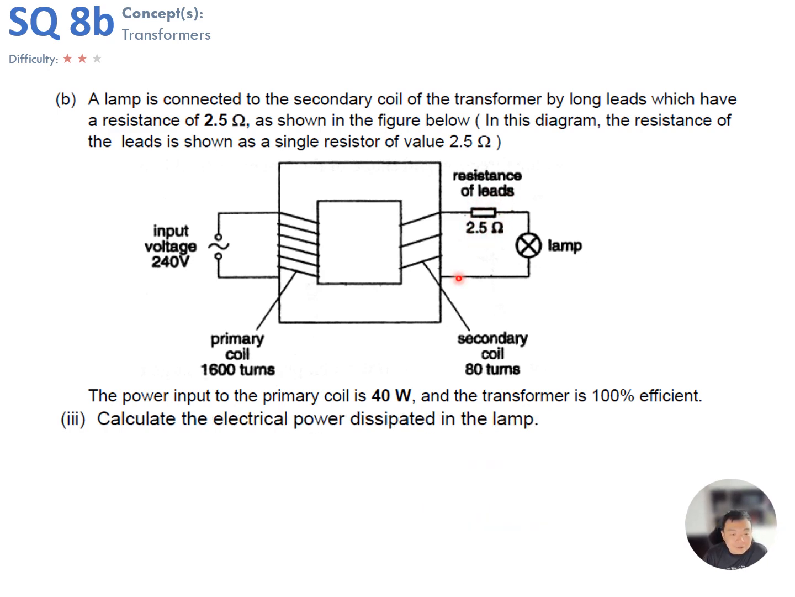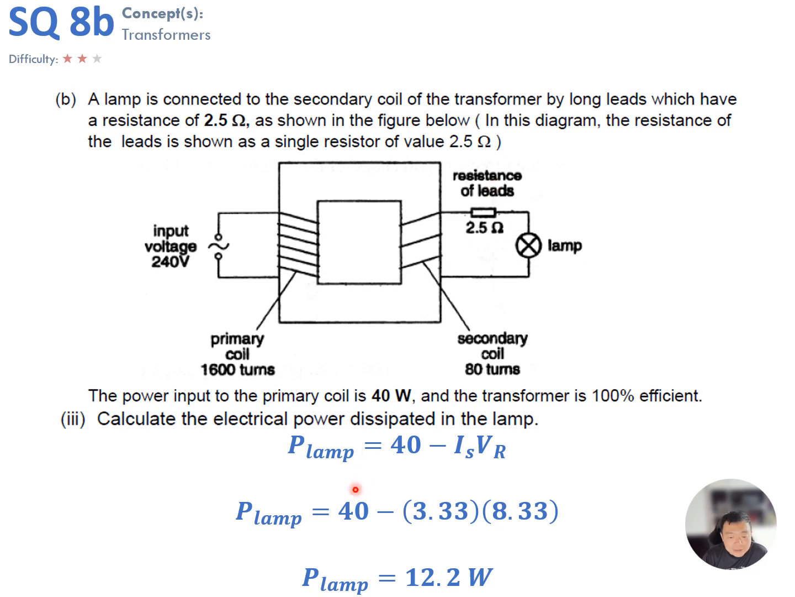And therefore, finally, we are to calculate the power dissipated in the lamp, and we have the total power in the secondary coil to be 40 watts. The input power to the primary coil is 40, and the output coil also has 40 watts because it's a 100% efficient transformer. So total power is 40 watts, and it must be shared between the resistor and the lamp.